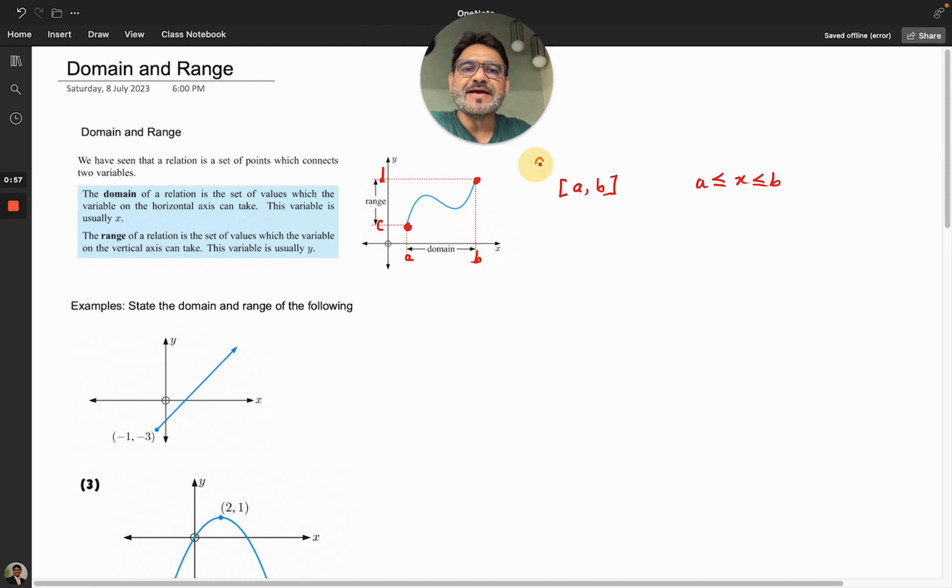So domain basically is the X values that the function takes or the relation takes. Range is the y values. The range of a relation is a set of values which the variable on the vertical axis take. So there's a set of y values. So you look at the minimum and maximum. So similarly minimum y, maximum y. Minimum y is C, maximum y is D. So that's the range of this function. So you can also write like this. Fine, both mean the same thing. Both these are equivalent. So you can either write like this or like this.